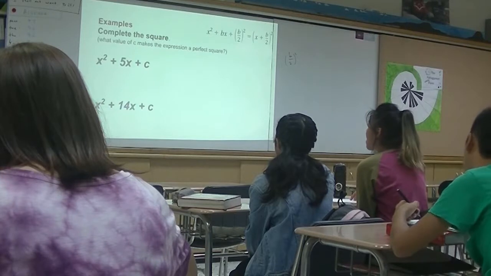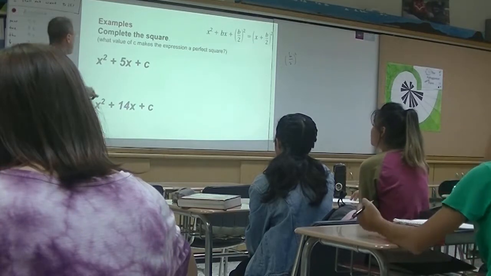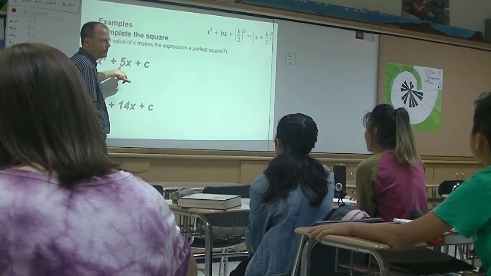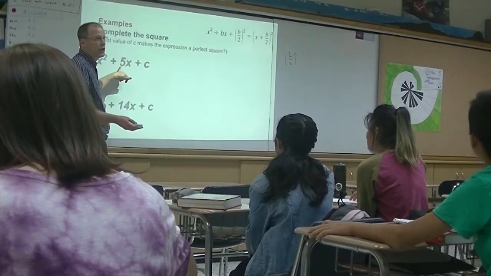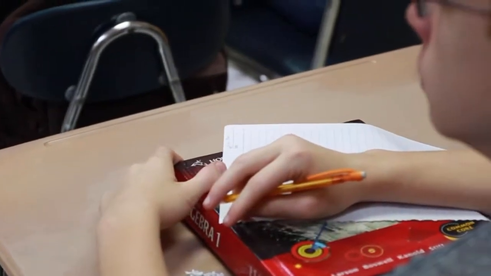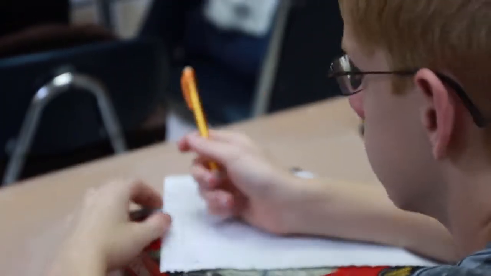So for this one, we got 5. We need to take 5 divided by 2, 2.5. Yeah, 2.5, or you can leave it as a fraction, 5 over 2, and then square it. So 5 over 2 squared would be 25 over 4. So that would be the value for c.